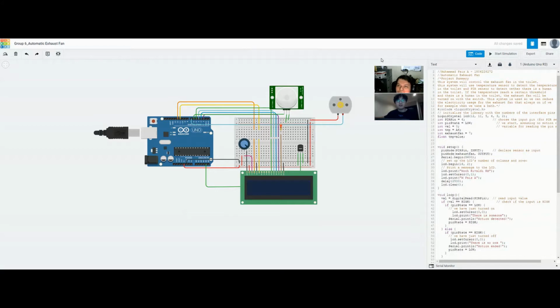This system is used so we can reduce the electricity usage of an exhaust fan that is always on. This project is to design an automated exhaust fan that can detect the person in the bathroom and the temperature rise in the bathroom, so we can use the exhaust fan efficiently.